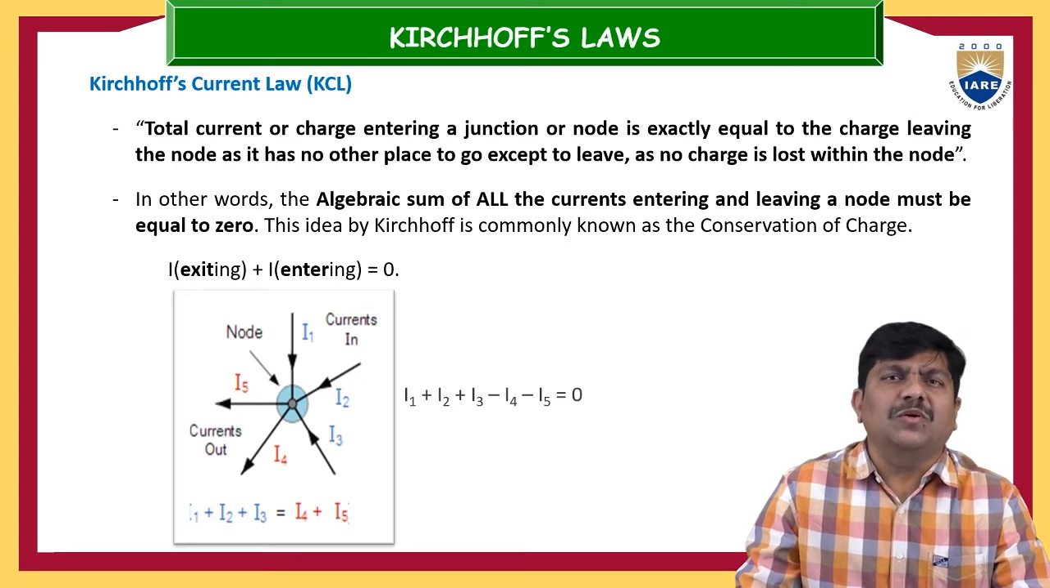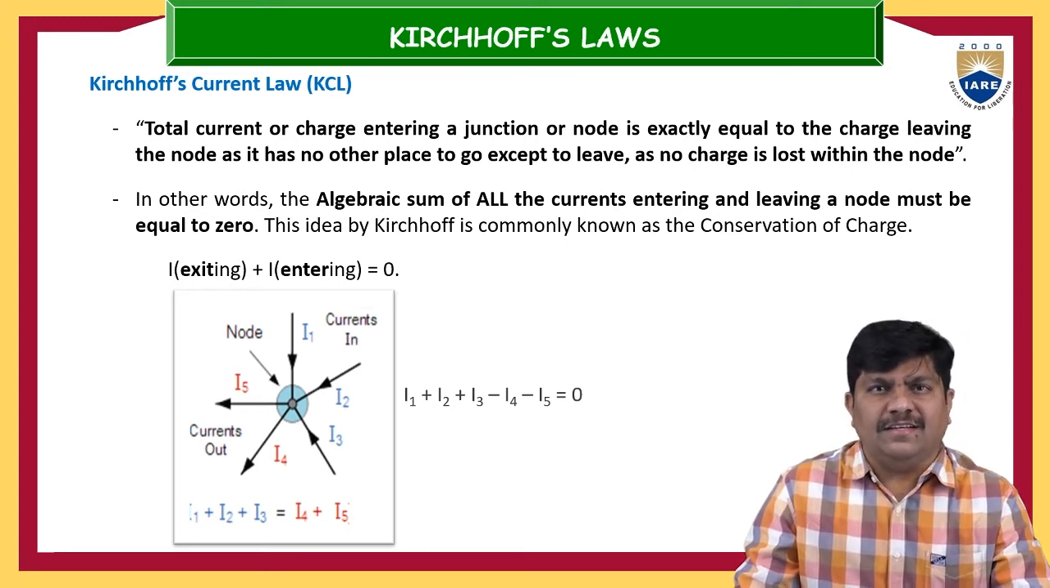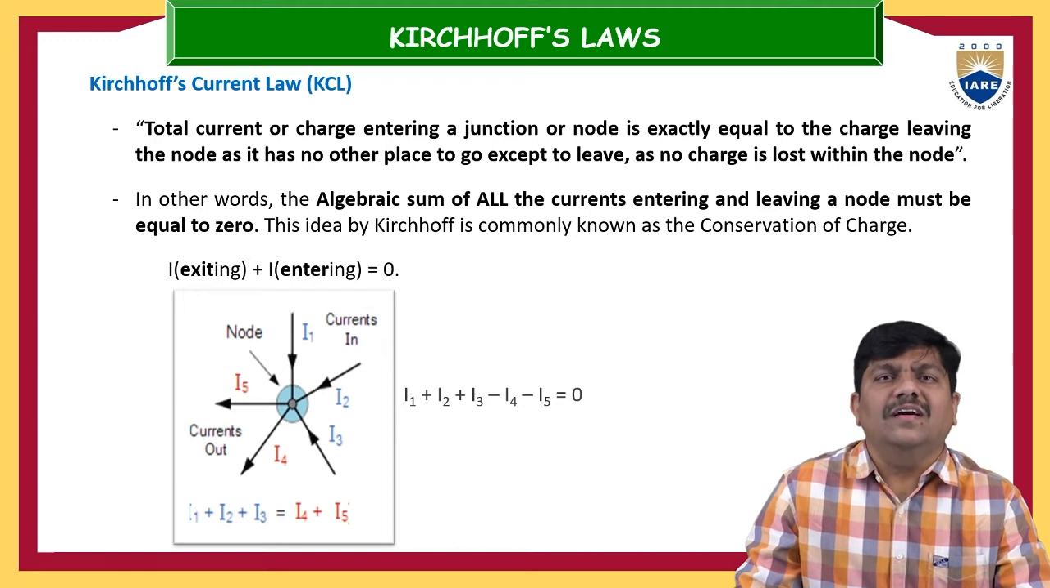With respect to that reference node, how many branches are terminating at that node? Those are nothing but the incoming branches. How many branches are leaving that node? Those are nothing but the outgoing branches. So, the total current in the incoming branches must be equal to the total current in the outgoing branches. That is nothing but the algebraic sum of all the currents entering and leaving a node must be equal to 0. This idea by Kirchhoff is commonly known as the conservation of charge. So, there is no loss of any charge at that particular node. This statement refers to the conservation of charge.